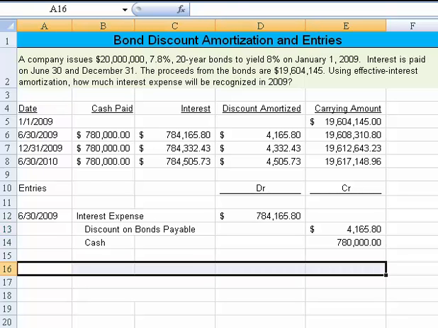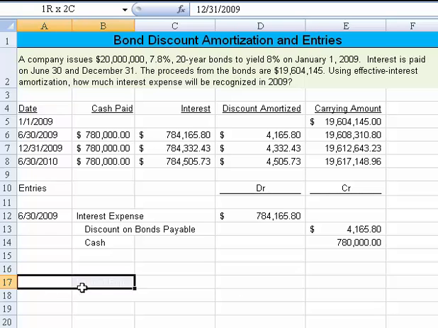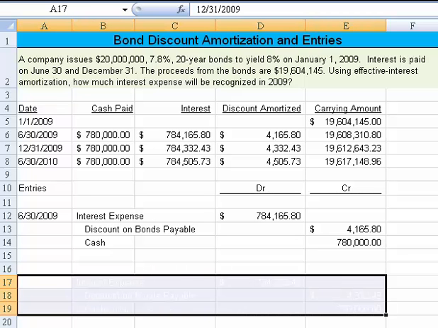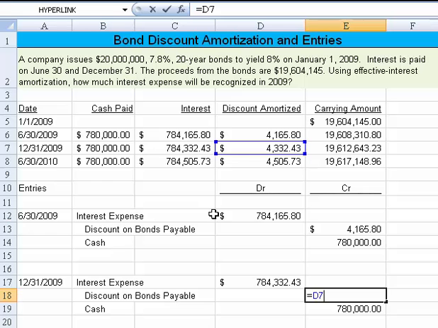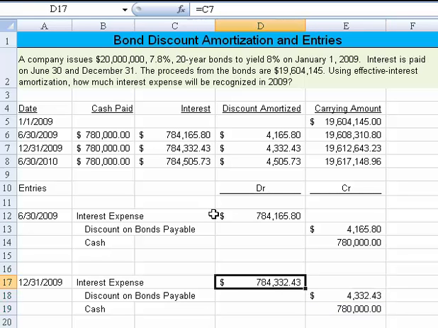Then we have another entry that comes up as well. And let me see if I got all of this down. The interest expense comes from the next line now, 784, and the discount this time is 4,332, coming from row 7 in our table. And again, cash doesn't change because the cash payment is always the $20 million times the contract stated rate divided by 2, since it's paid semi-annually. And if I sum that, that does equal 784,332.43, so we're in balance.